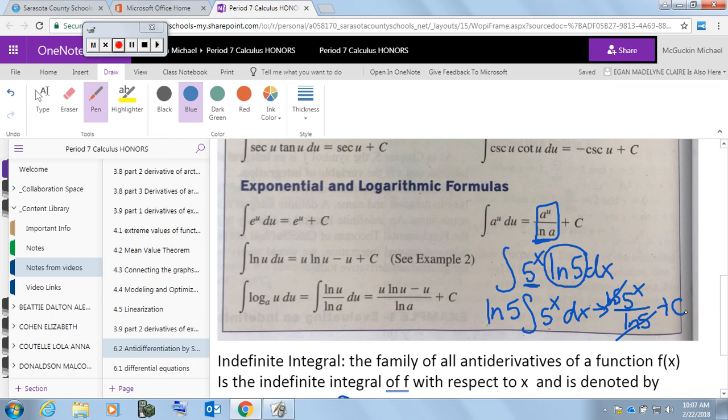So a very brief introductory video, just getting us warmed up with some of these formulas and defining the indefinite integral. In our next video, we're going to start diving into using substitution as a way to evaluate indefinite integrals.